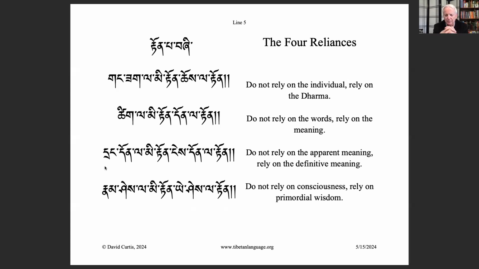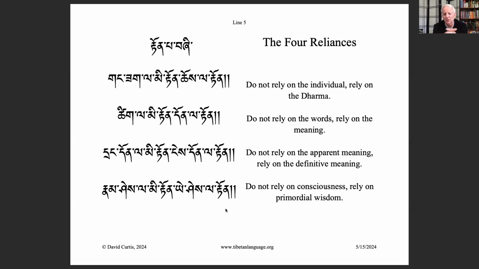And then number 3, don't rely on the apparent meaning, rely on the definitive meaning. Drangden La Miten, Naden Laten. And then number 4, don't rely on consciousness, rely on primordial wisdom. Namshe La Miten, Yeshe Laten.